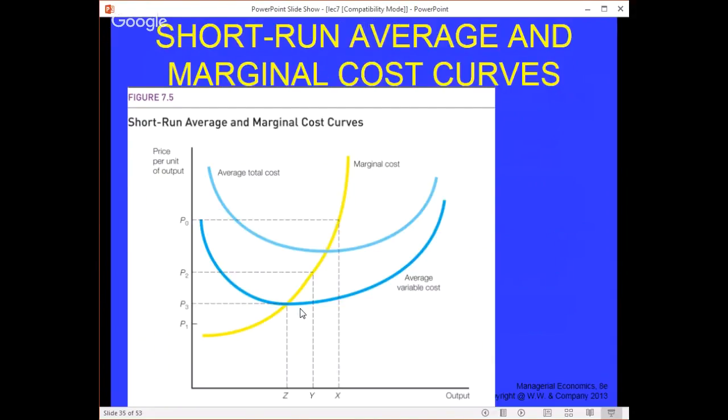So I have three prices. P3, actually I have four prices. At P3 is right where price equals the minimum of the average variable cost, and of course equals marginal cost. Right? At that point, I'm indifferent between continuing to operate or not, because I'm making a loss, but my loss is the same whether I continue to operate or shut down.